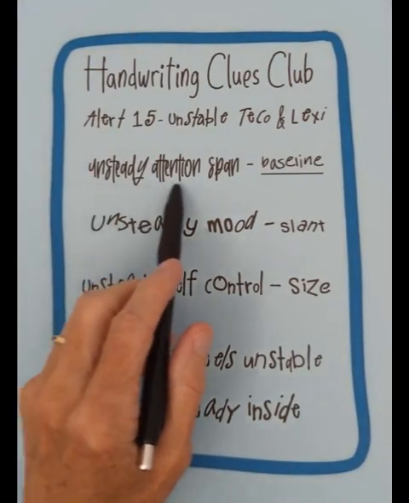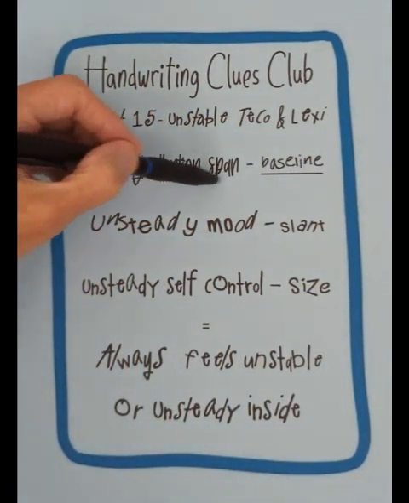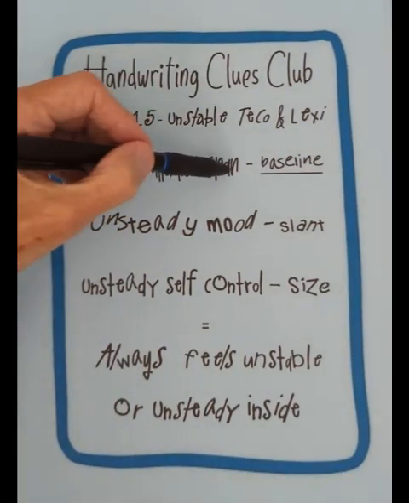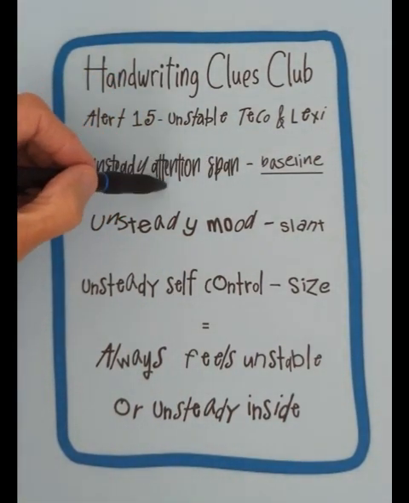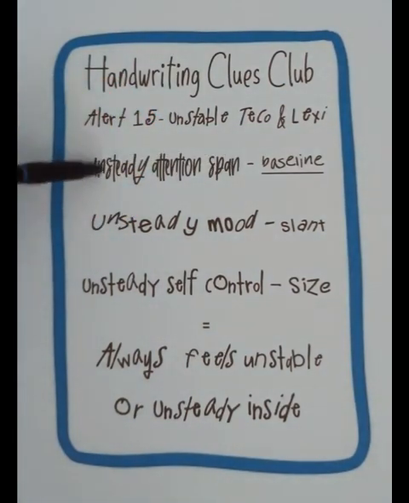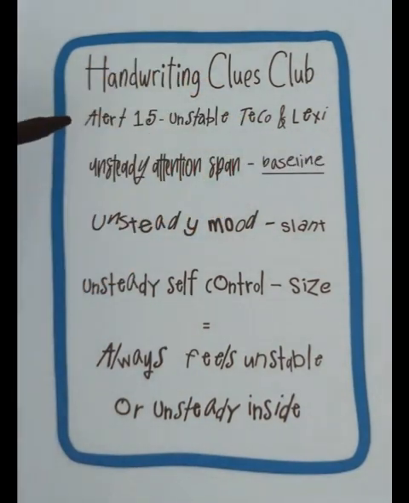Okay, so unsteady attention span. Notice that it's up and down on the baseline. The attention span, the focus to what they're doing, is totally unsteady. It jumps up, jumps down, up, down, all the way across the line. And that's the baseline. Unsteady baseline is one of the ways we see a person is unsteady or unstable.